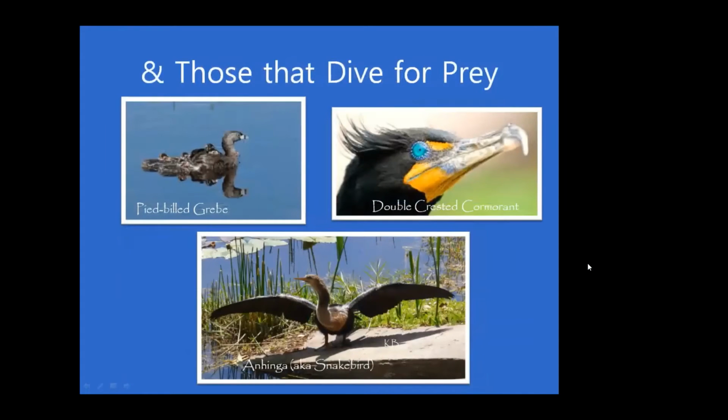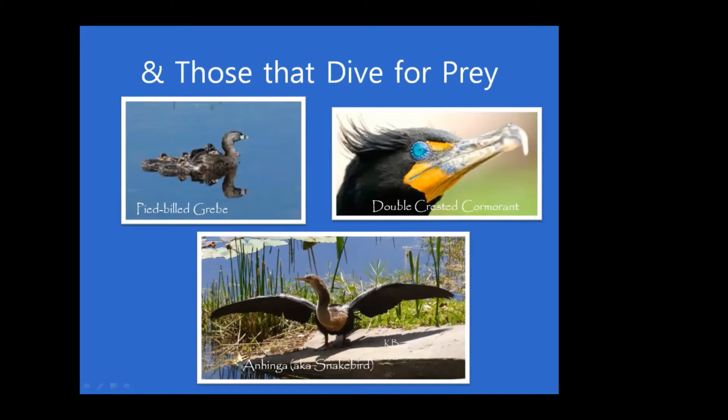Then we have those that dive. So the pied-billed grebe is here. It's not as common as these other two birds, the double-crested cormorant. Here you can actually see the crest. It needs a tailwind to lift those feathers, but they actually do have two crests.